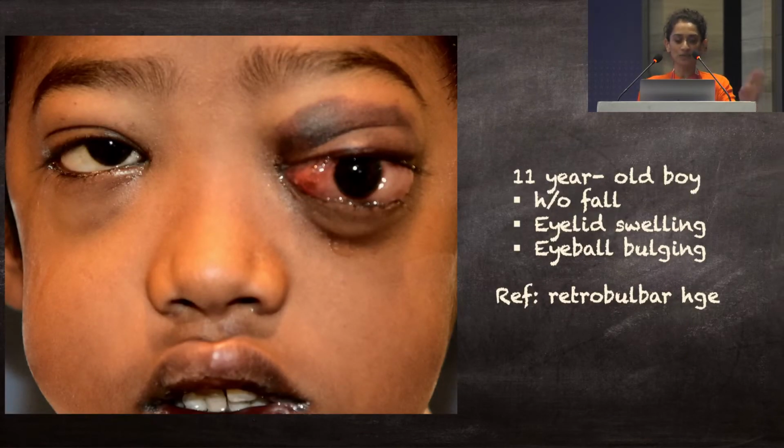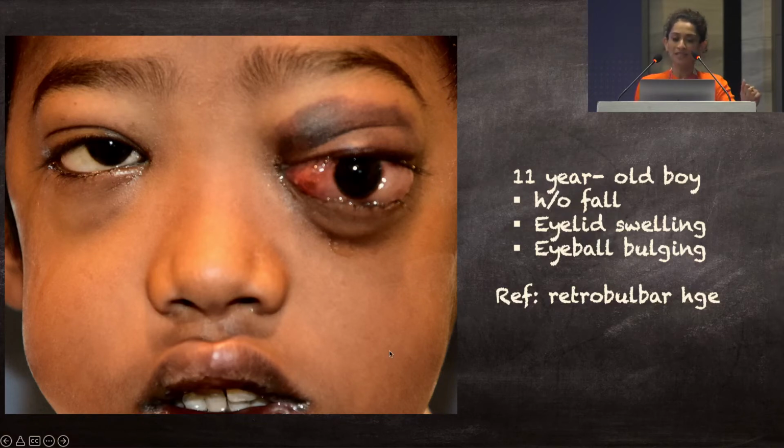11-year-old boy, history of fall, referred as a case of retrobulbar hemorrhage, in fact to an orbital surgeon to probably drain the blood or something, and his vision is reduced. Well, it's not just the left eye. If you see here, even there is a puffiness of the right eye over here, and he looks very frail and weak, and there is swelling over the maxilla as well.